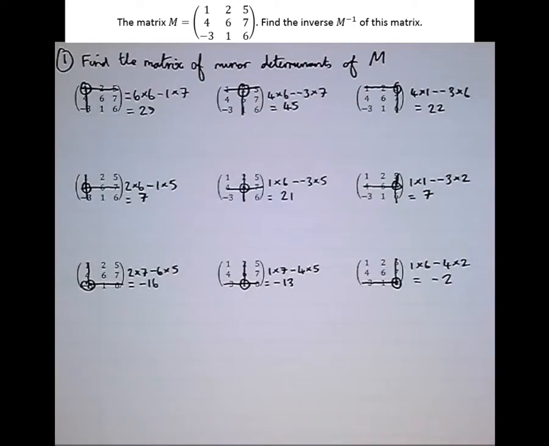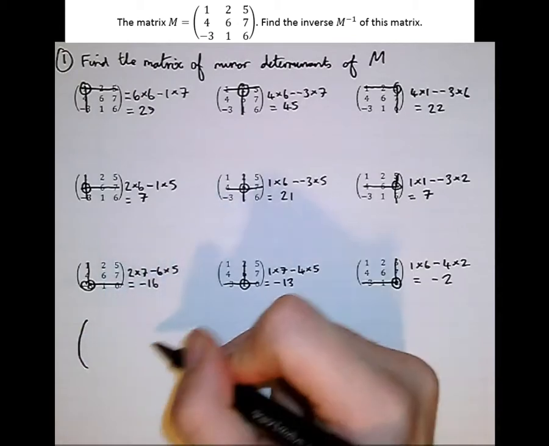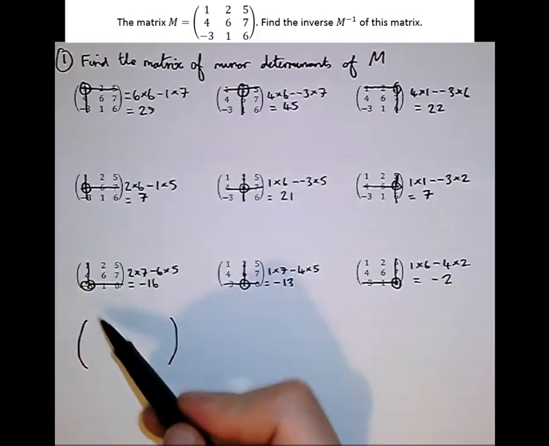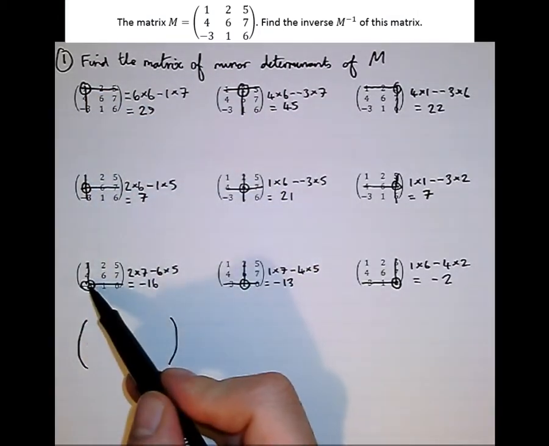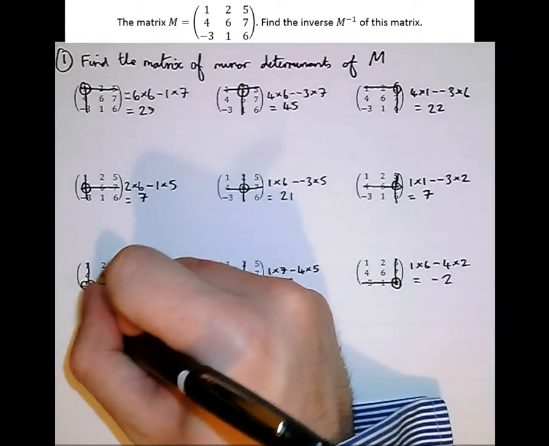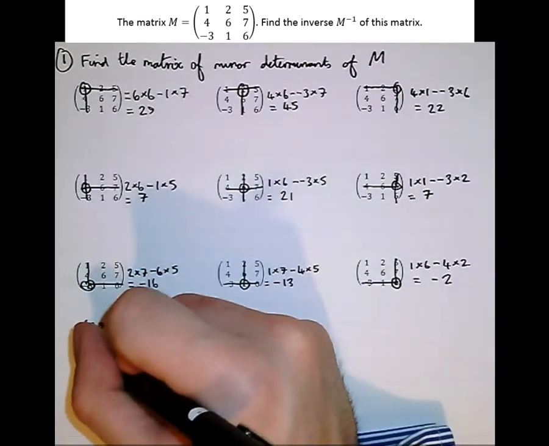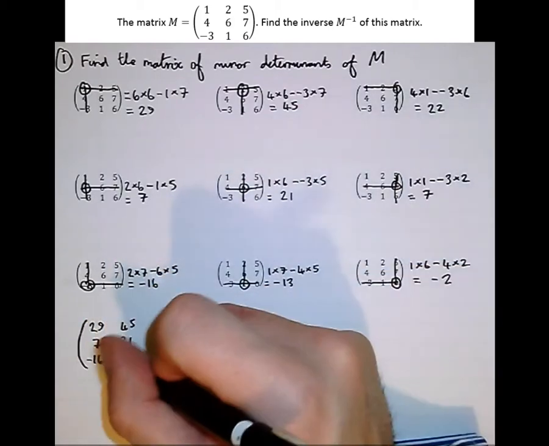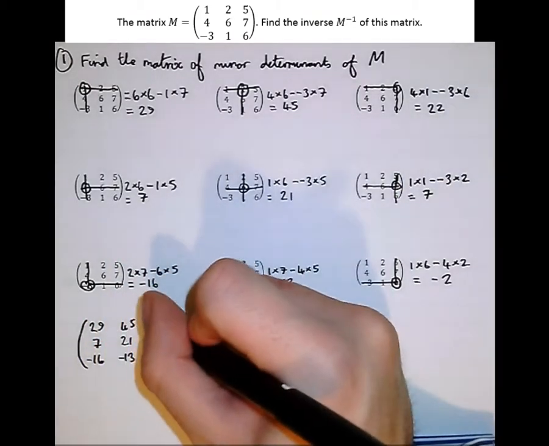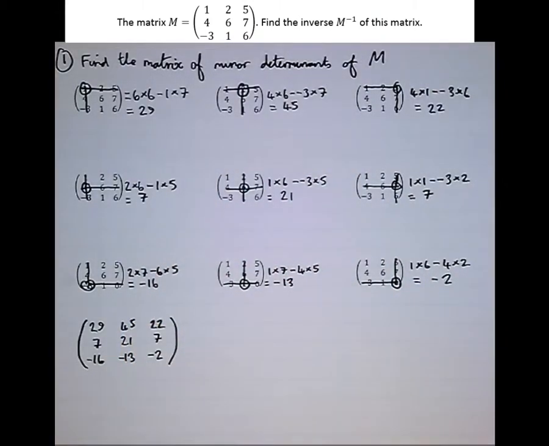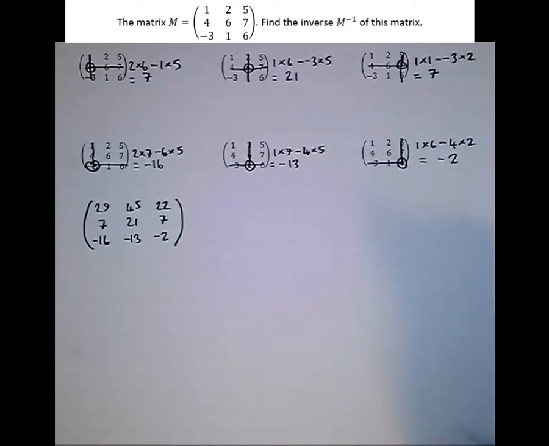So in order, we're going to put these into a matrix. The matrix of minor determinants: the top left one goes in the top left, the middle left goes in the middle left, and the bottom left goes in the bottom left, and so on. So 29, 7, minus 16, 45, 21, minus 13, then 22, 7, minus 2, and that's the matrix of minor determinants. Okay, so that's the first step done.